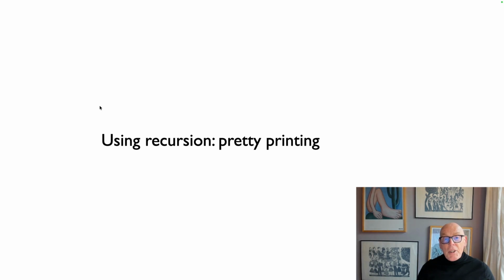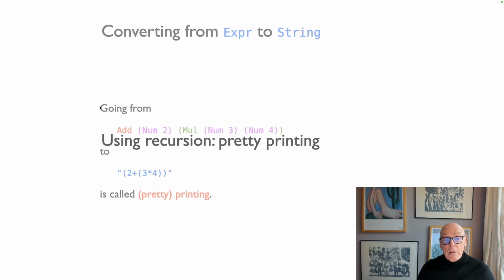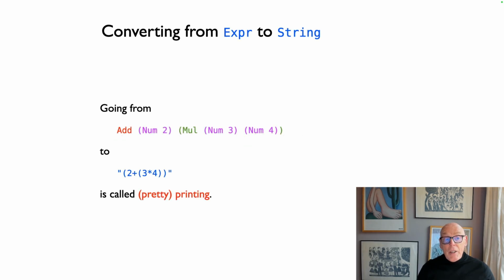In this short segment, I want to show recursion over expressions in a first example, and that is of pretty printing. So we talked about going from an expression to a string. So going from that structure, for example, add of num 2 and the expression mul of num 3 and num 4 to the string parenthesis 2 plus, etc.